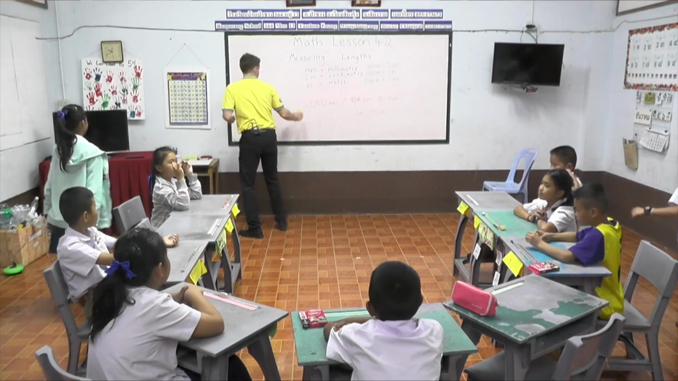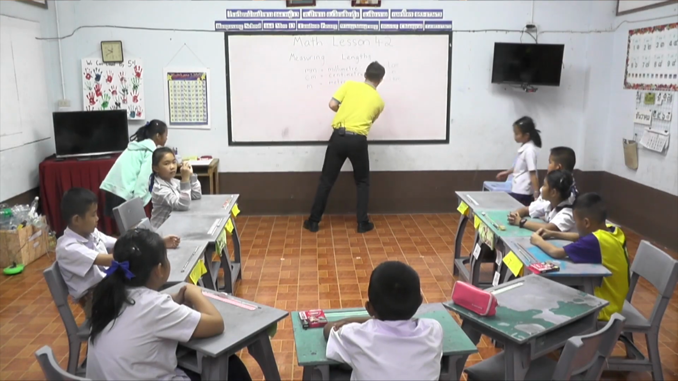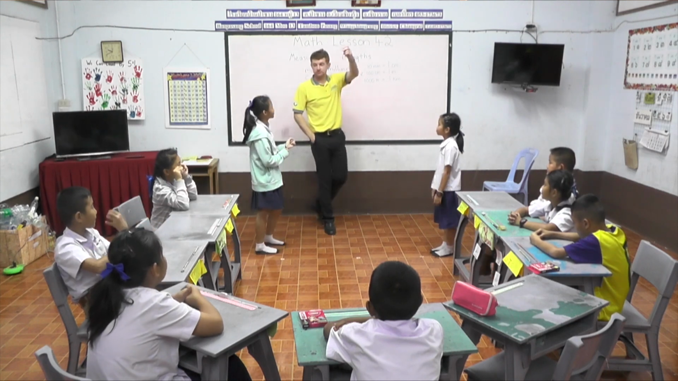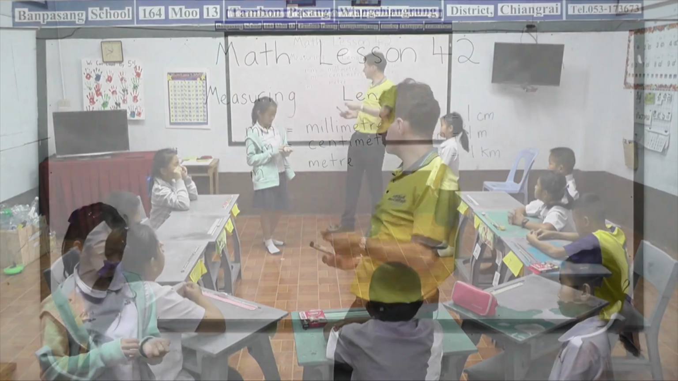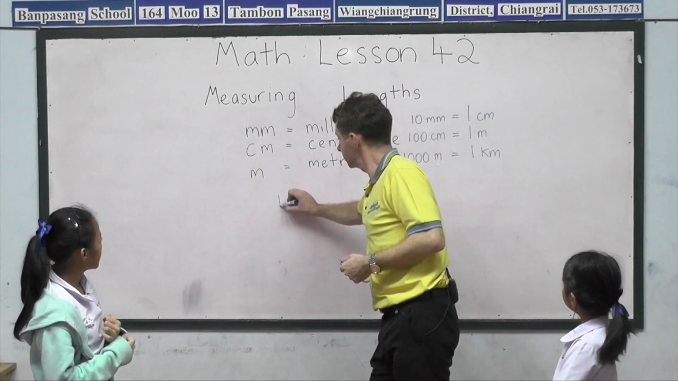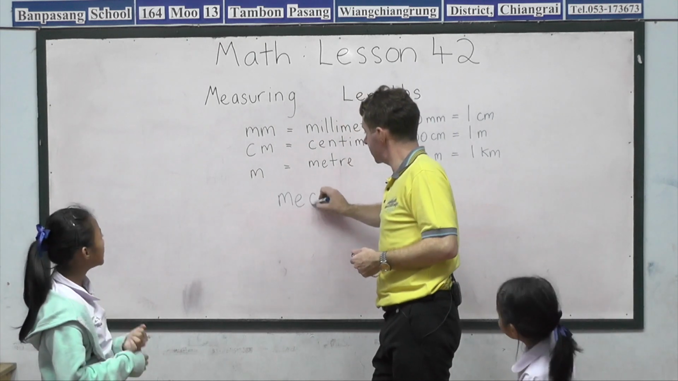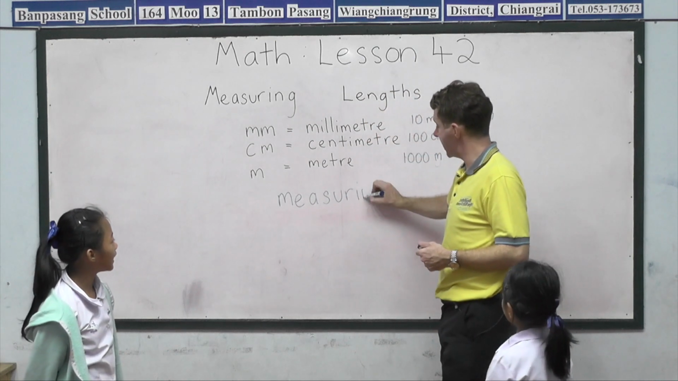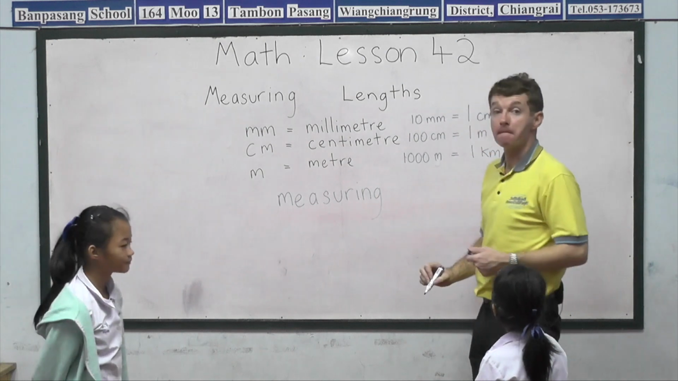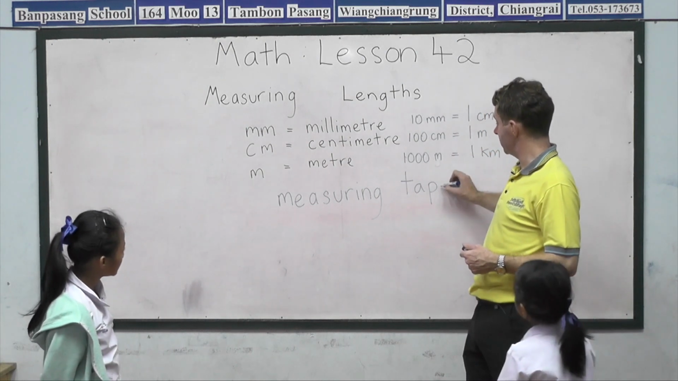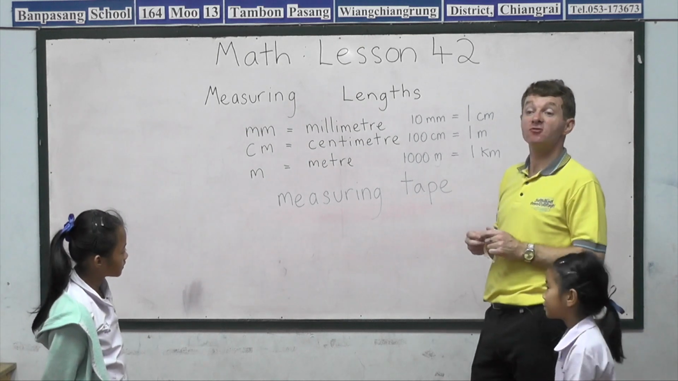So what we'll do, Teacher Wes will rub the board. What is this again? Measuring tape. So how do we spell measuring? M-E-A-S-U-R-I-N-G. Measuring. T-A-P-E. Measuring tape.